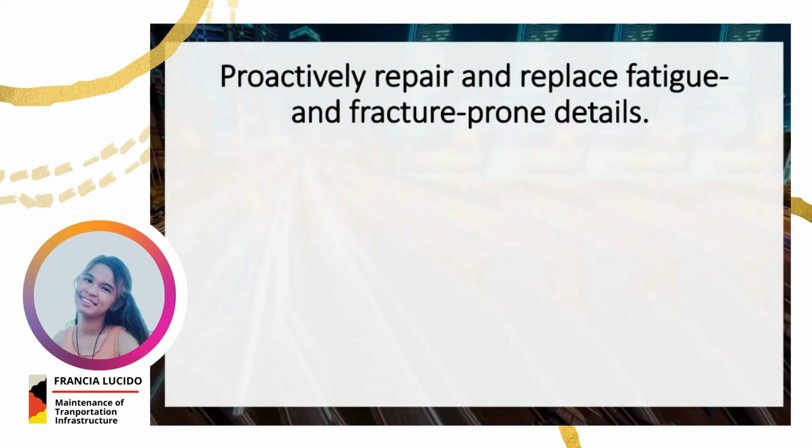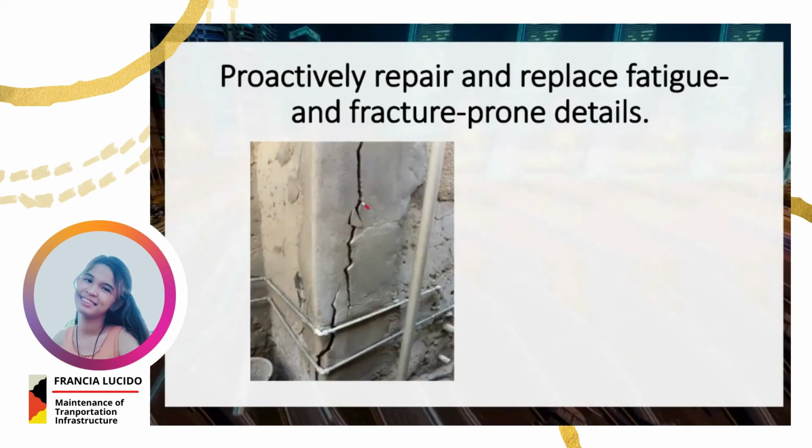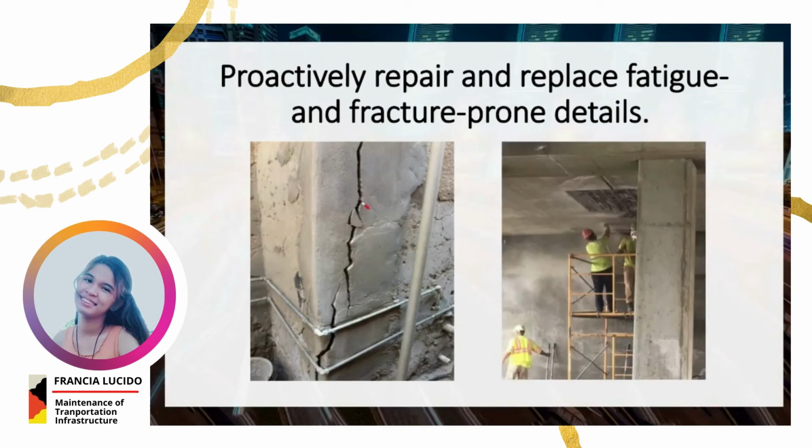Next, proactively repair and replace fatigue and fracture-prone details. Treating welds and connective sections can help prevent permanent damage to them and the areas they are connected to. Also, adding redundant systems is generally cheaper than replacing the damaged ones.